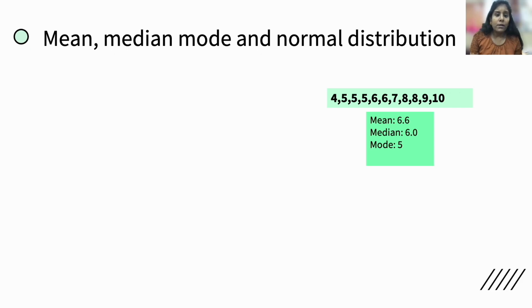Okay, so here I've put the numbers, there's 11 numbers here, starting from 4 to 10. So mean is basically adding up all of these numbers and averaging it by 11, because there's a total of 11 numbers listed here, and that gives 6.6.